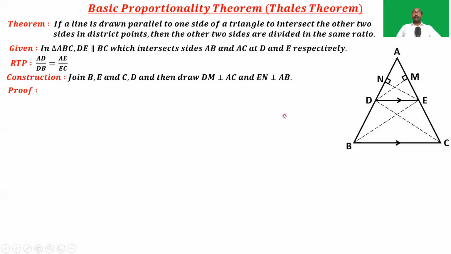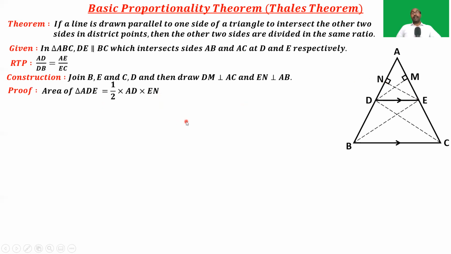So take the area of triangle ADE. In this triangle, if we take AD as the base, then the corresponding height is EN. And we know that the area of a triangle is half into base into height. So if we take AD as base and the height is EN, then the area of triangle ADE is half into base AD into the corresponding height EN.